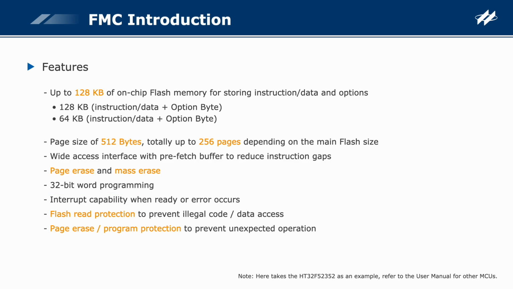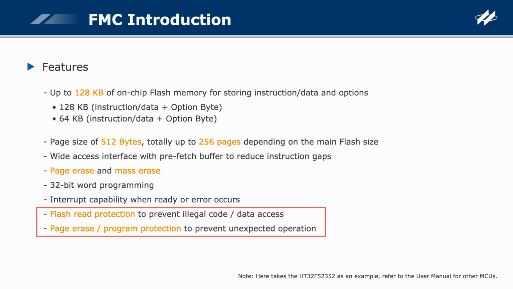What is the function of the option byte mentioned above? The option byte has two functions. One is the page erase or program protection function, and the other is the flash read protection function. The page erase or program protection function is used to prevent unexpected operation of the flash memory. The page protection function can be enabled for each page independently by setting the OBPP registers of the option byte.